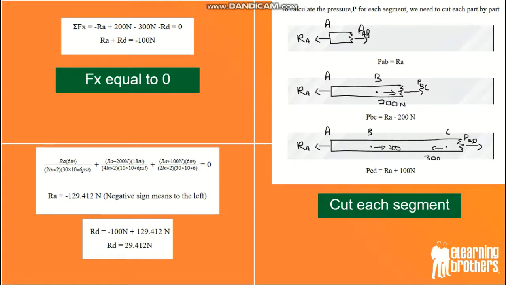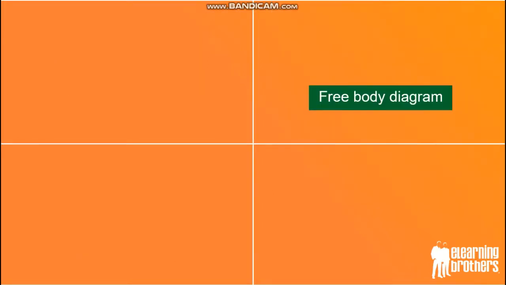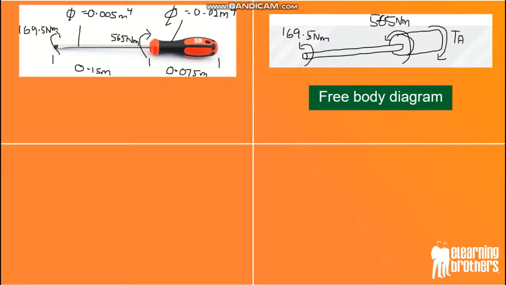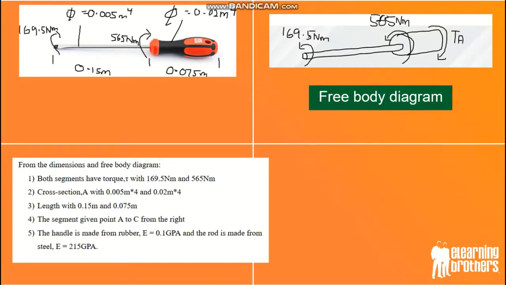Alright, next, for torsional we use a screwdriver. So this is the measurement, and also our cross section. We have measured the torque and also the length of the screwdriver, all we have measured. And then right, so this is our free body diagram. We include TA there because it is fixed. It is the place we put our hand, so it is fixed, so it is a reaction force and also torque. So we need to find TA first. Alright, so this is all the information about the screwdriver.